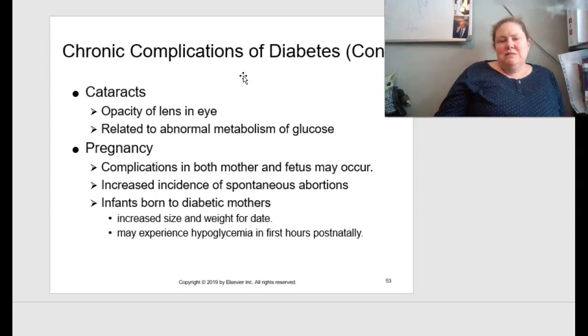And this increased incidence of spontaneous abortions can occur. So basically, if your sugar gets way too out of whack, then you can accidentally spontaneously abort the fetus. And so that's why they really do sugar tests when someone is pregnant, right?